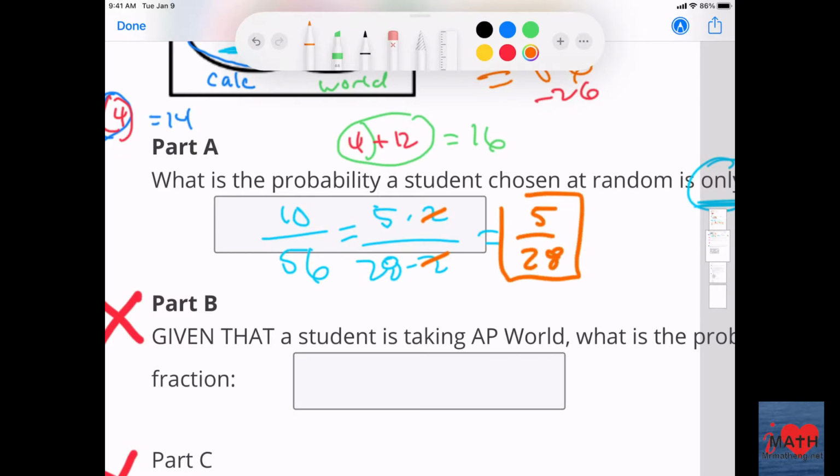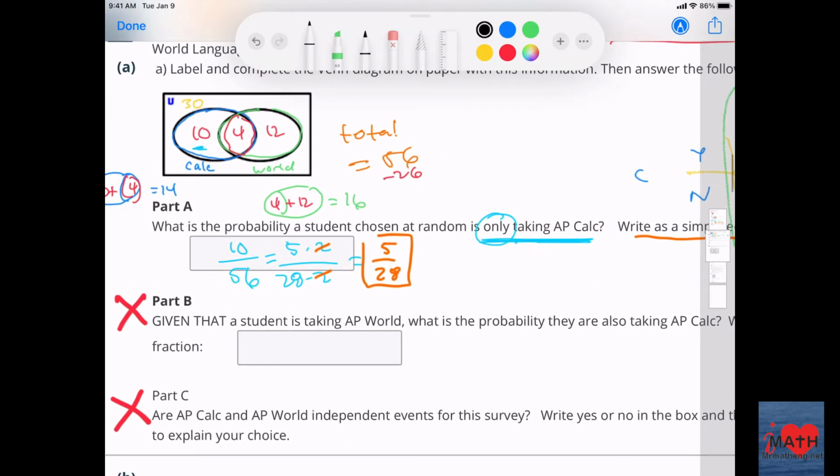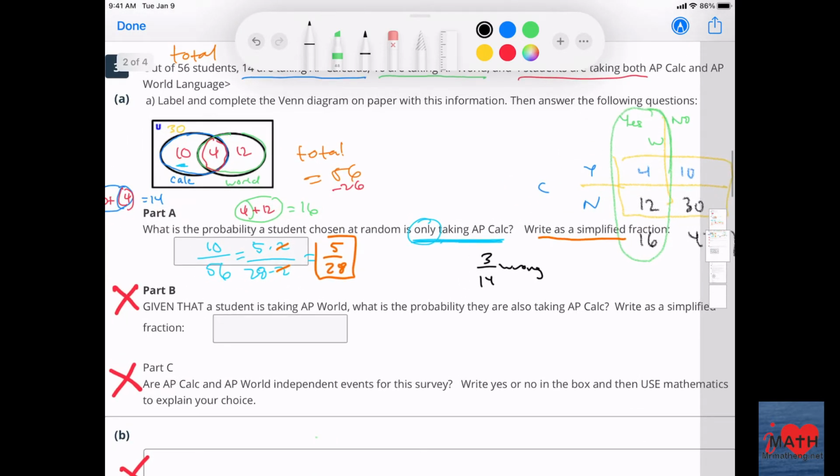Now, I'm going to go back and hand grade this because Edulastic has the wrong answer. It has 3 out of 14. And why is this one wrong? Because if they wanted the probability of someone just taking AP World only, well, that would be the 12 inside there, right? Because 14 would be both Calc and World, so 12 out of 56, and we divide that in half. You would get 6 out of 28, and then half again, you would get 3 out of 7. So this is the wrong answer that Edulastic had in there, and I have to go back and regrade it.